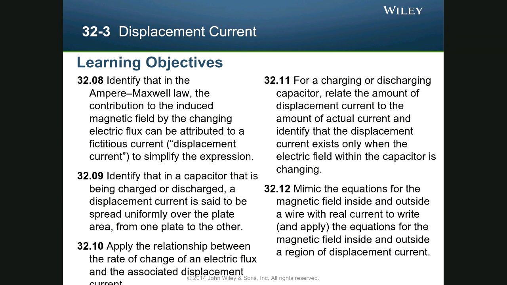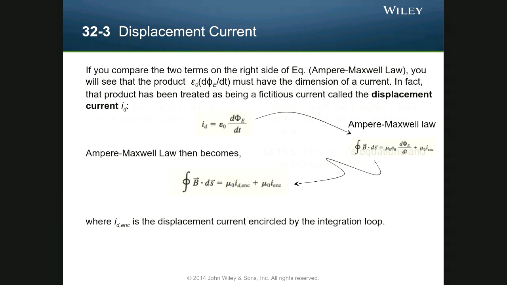And it's a very big insight. That current is called the displacement current. And I'm not sure why they teach the Ampere first. This is my first time using this edition. I'm going to have to switch that in the future.